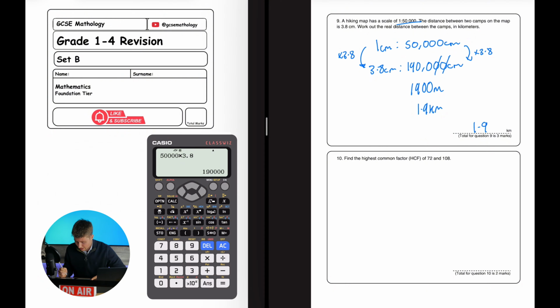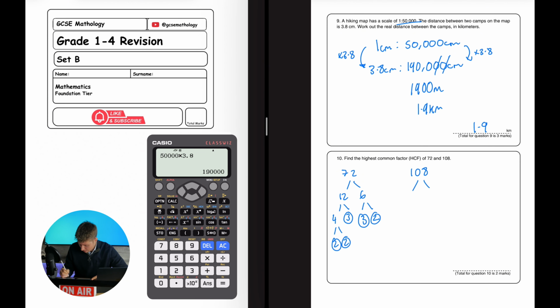Question 10 says find the highest common factor of 72 and 108. So to do this, we need to draw 2 prime factor trees. So we can split 72 off into 12 and 6. We can split 6 off into 3 and 2. We can circle 3 and 2 because they're prime. We can split 12 off into 4 and 3, circle the 3, and then split 4 off into 2 2s, and circle the 2s. Next we're going to have a look at 108.